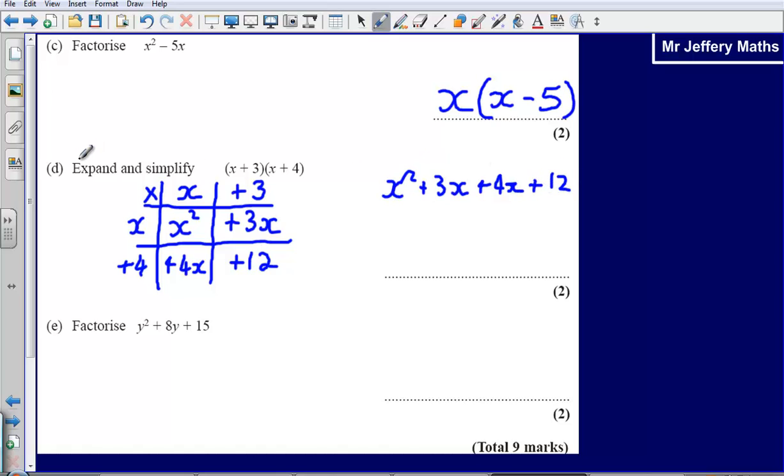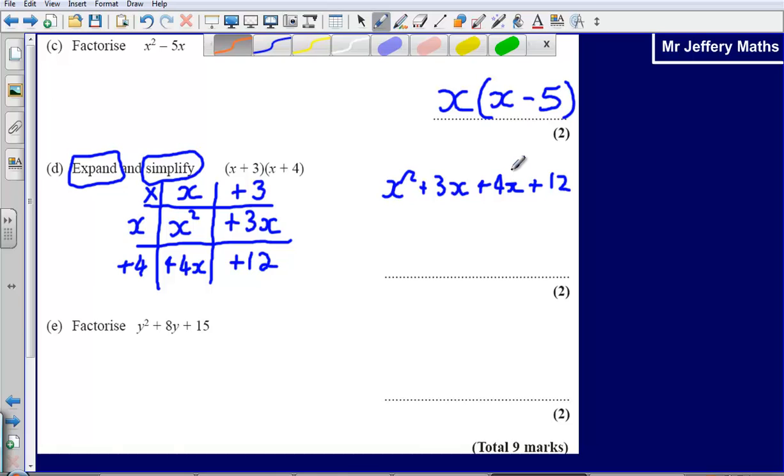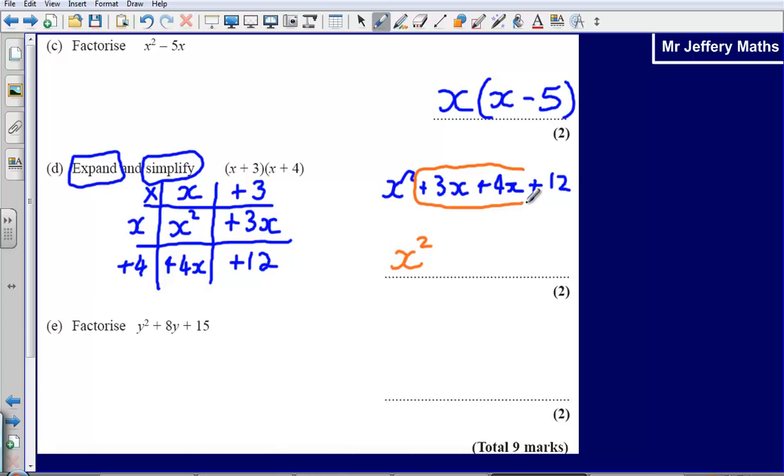And what I can see here, it tells me not only to expand but also to simplify. So I need to collect things that I can collect together. Now, how many other x squareds have I got? I haven't got any other x squareds, so that stays as it is. However, I can see here that I've got two different x terms. So I've got 3x and 4x. So in total, how many x's have I got? I've got 7 of the x's.